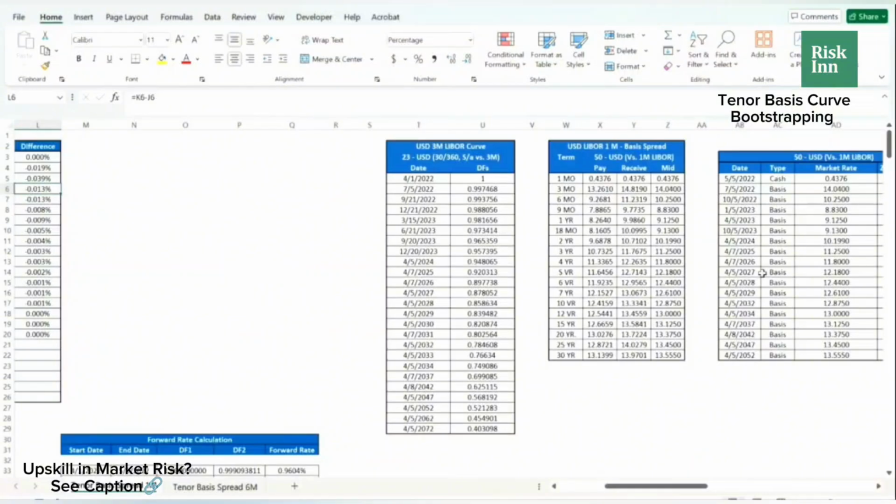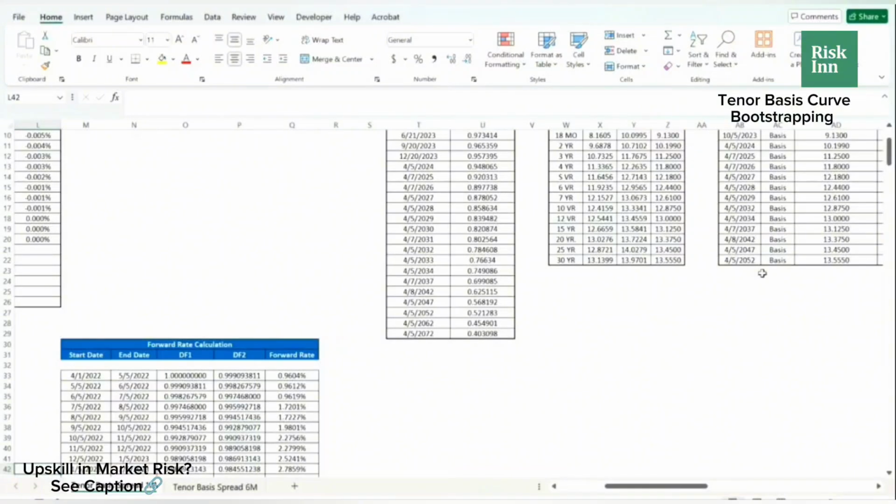After these market inputs, the first step in the process of bootstrapping the tenor basis curve is the key forward rate calculation. The difference between the start date and end date depends upon which curve we are building. If it is a 1-month curve, then the difference between start date and end date would be 1 month. If it is a 6-month curve, then the difference would be 6 months.